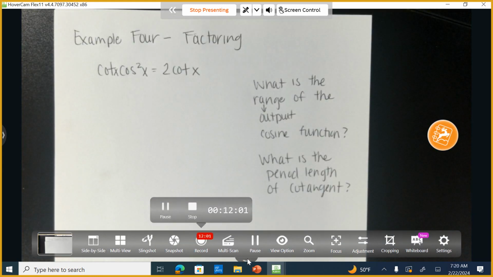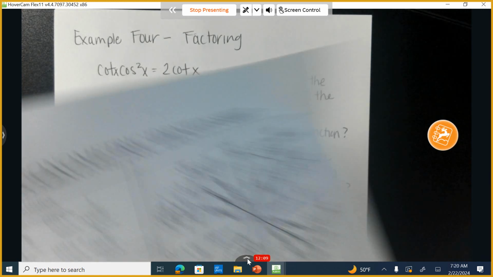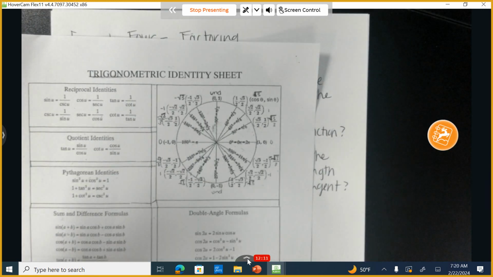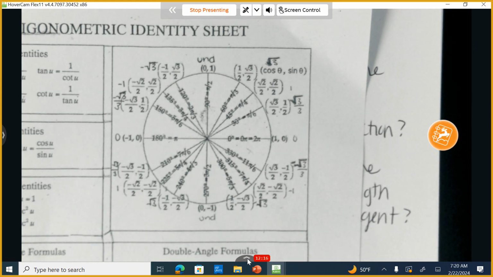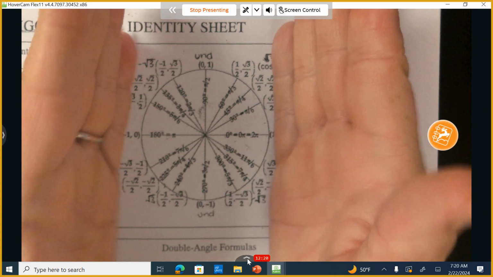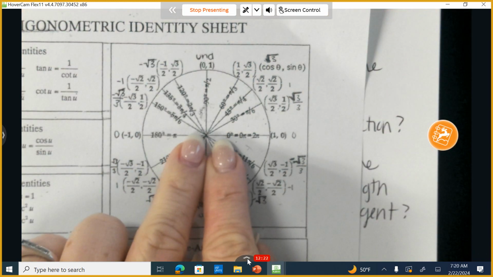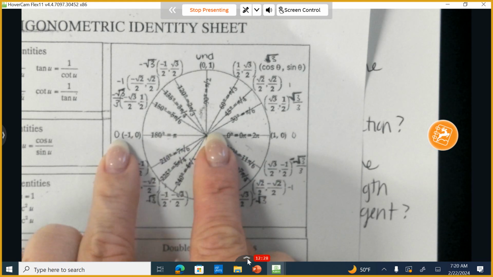Before we get started with this, I want us to review about cosine and sine. And so let's actually look right now. Take out our cheat sheet, please. When we look at cosine, how far does it go? It goes how far to the right? All the way to 1 and all the way to -1. Did everybody just hear that?